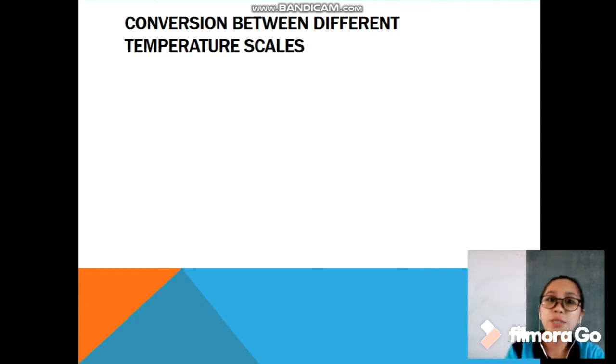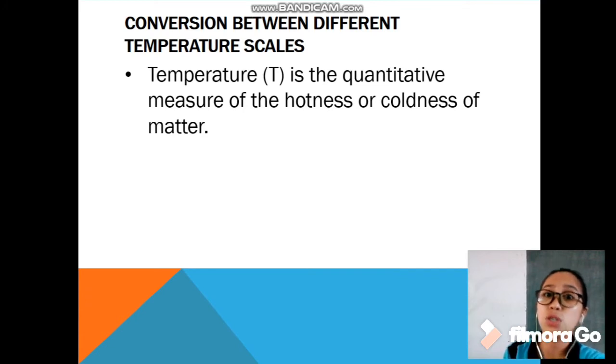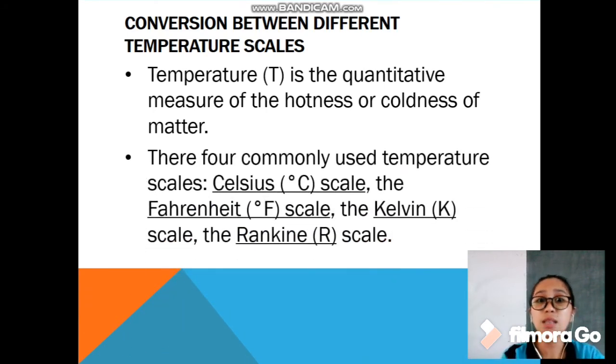Let's go to the conversion between different temperature scales. Temperature is the quantitative measure of the hotness or coldness of matter, and it is very familiar and very common in different branches of science. Temperature is inevitable because it is a very basic, fundamental physical quantity. It is involved in almost everything. In order to measure temperature, there are four common temperature scales being used. We have the Celsius scale and the Fahrenheit scale.